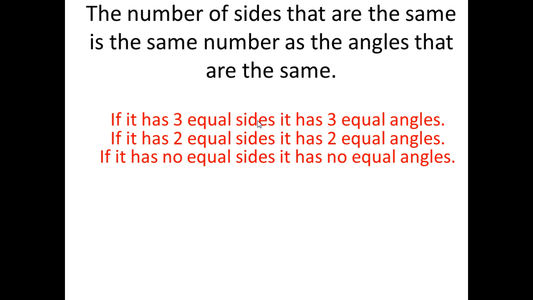The number of sides that are the same on a triangle will also tell you how many of its angles are the same. So if all of the sides are equal, all of the angles will be equal. If two of the sides are equal, two of the angles will be equal. And if none of the sides are equal, then it will not have any angles that are the same.